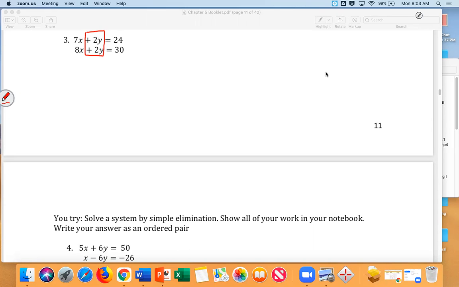Ready for this one, Dean? This is pots. Are we going to do opposites, or are we going to do same subtract? Same subtract. Notice 2y and 2y, they're exactly the same. So I want to subtract. 7 minus 8, -1. The y's cancel. 24 minus 30, -6. Divide by -1. X equals 6.